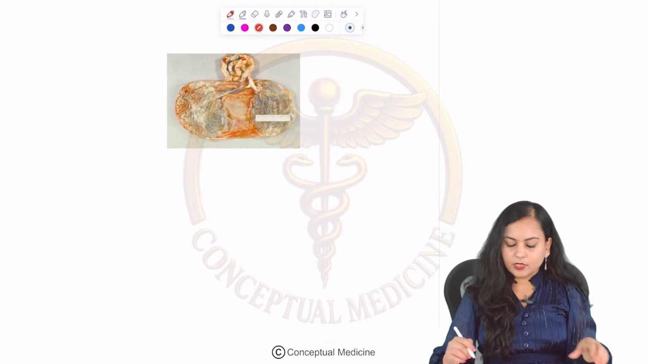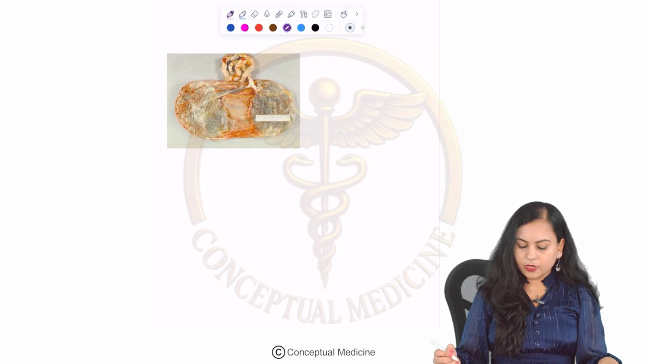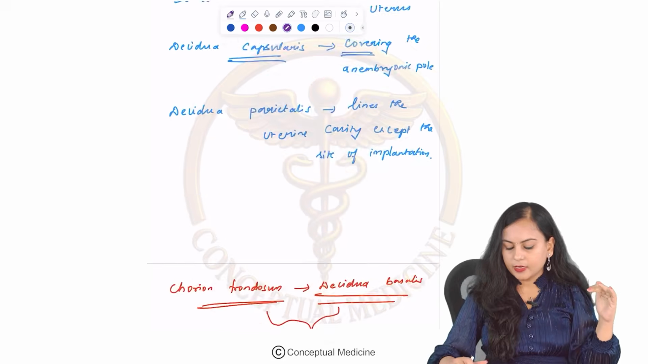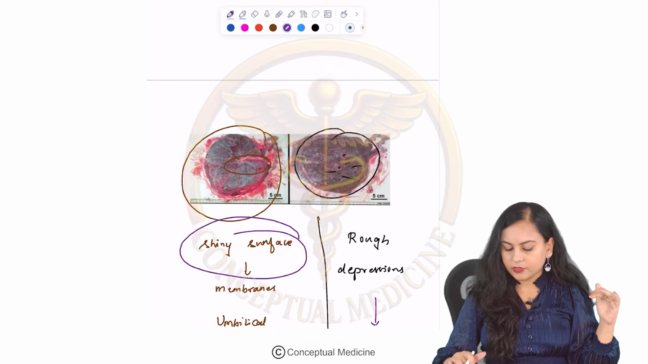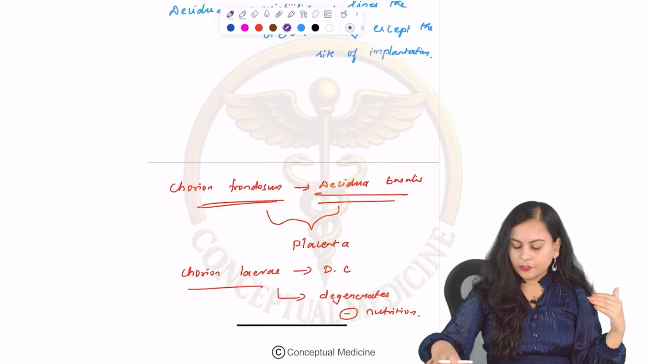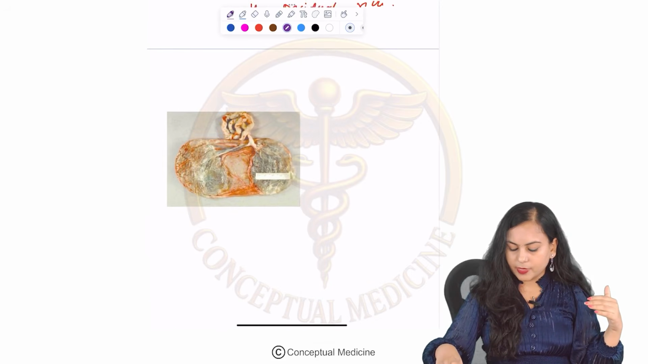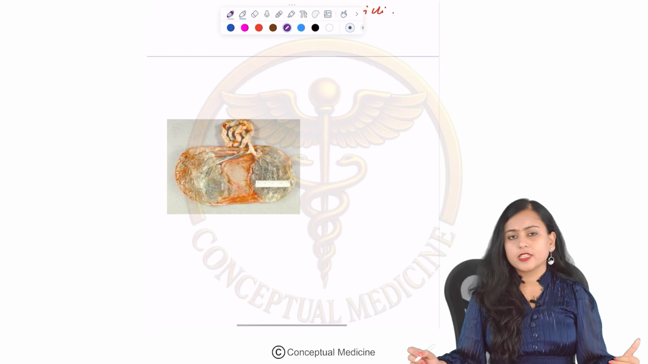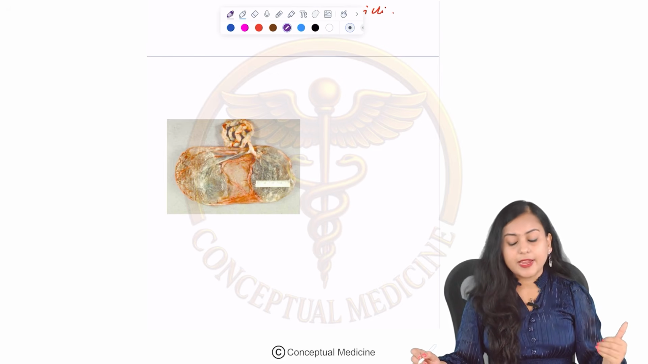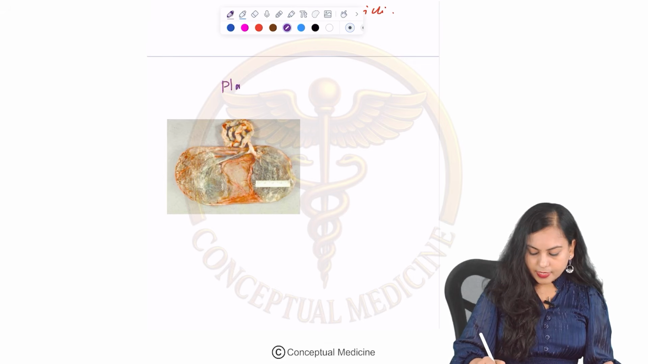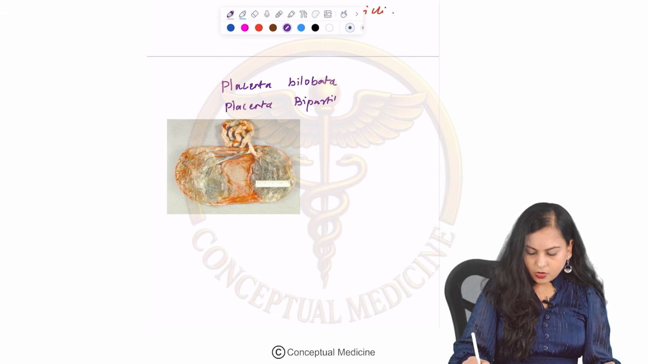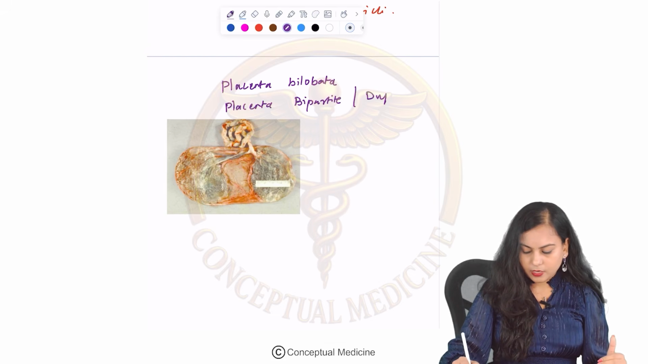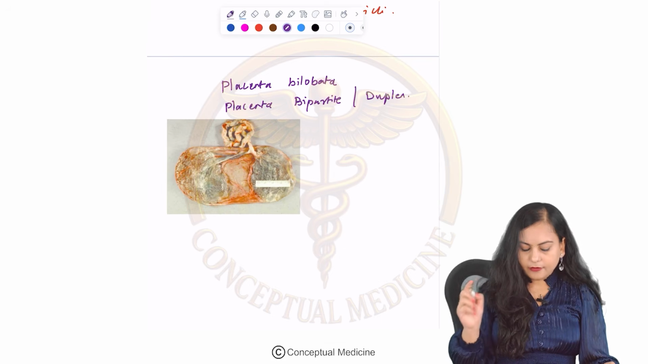Now let's discuss the anomalies of placenta. Normally, we saw only one lobe of placenta like this, so this is the normal thing. But here you are able to see two lobes of placenta. What do you call this? It is called placenta bilobata, or placenta bipartita, or even placenta duplex. So you have two lobes.